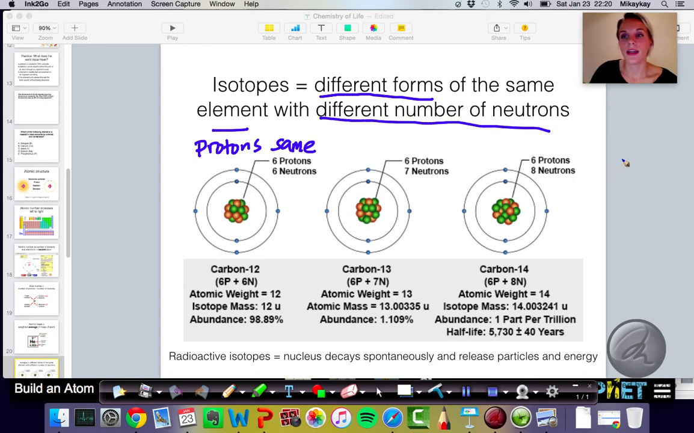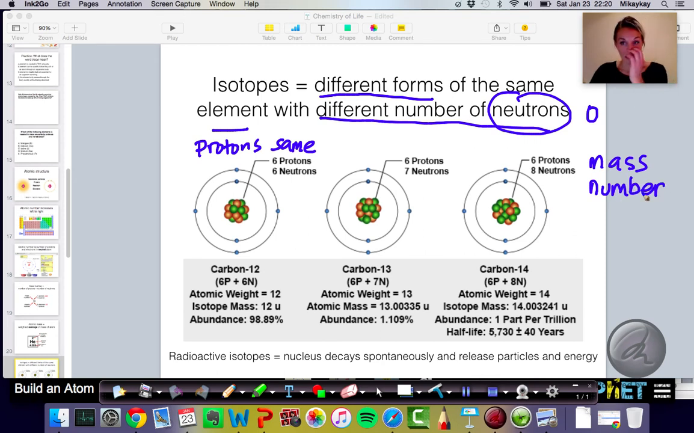Does that mean that they'll have a different charge? No, right? Because neutrons have a charge of zero. So if you have more neutrons, it's not going to change your charge. If you have less neutrons, it's not going to change your charge. But it will change your mass. Your mass number will be different depending on the isotope.